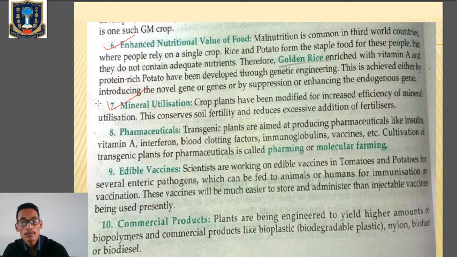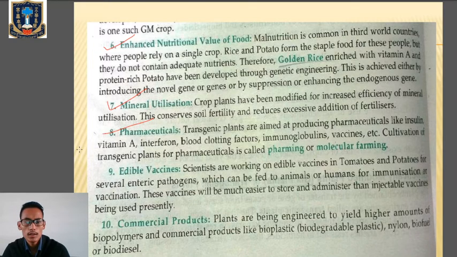Clear? Next one is pharmaceuticals, where we are using transgenic plants mainly to produce different types of pharmaceutical drugs like insulin. We are developing vitamin A, interferon, blood clotting factors, immunoglobulins and vaccines. These are mainly done with the help of the genetic engineering process. Cultivation of transgenic plants for pharmaceuticals is called pharming or molecular farming.